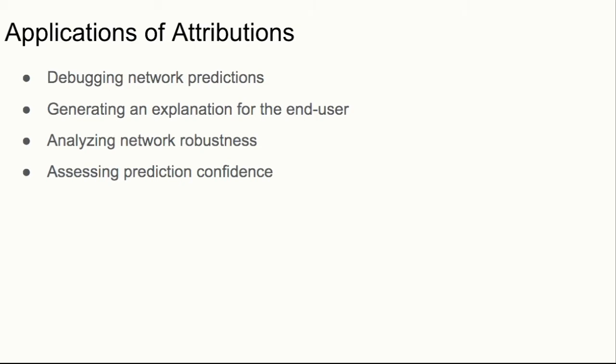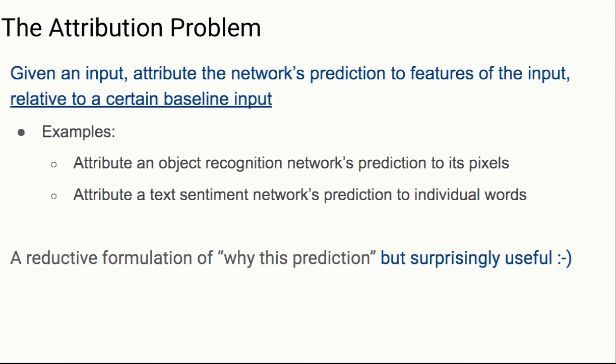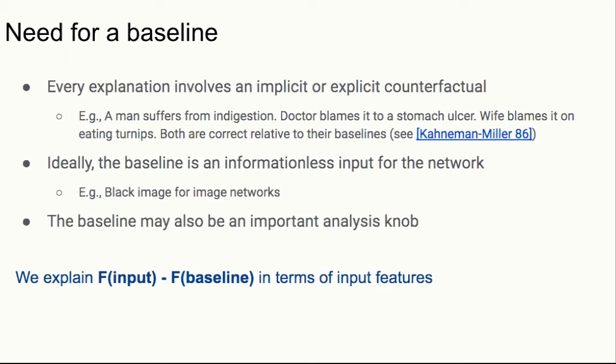So, key point over here. We want to attribute a prediction for a given input relative to a baseline. Our explanations are relative to a baseline input. So what we are doing is like a diff. You have this input, and then I have a baseline, which is an information-less input, like a neutral input. I want to know, relative to this neutral input, what was the most important feature in this input.